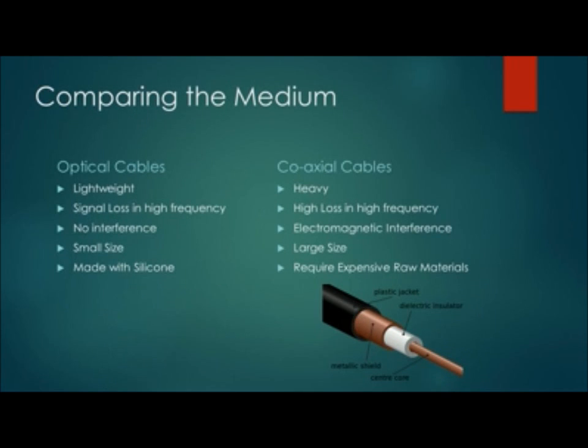Using microwave photonics allows the use of optical cables as opposed to the traditional coaxial cables. Optical cables are lighter in weight than coaxial cables, weighing in at 1.7 kilograms per kilometer, as opposed to coaxials at 567 kilograms per kilometer. The signal loss in optical cables is also frequency independent, and there is no electromagnetic interference due to the fact that there's no electricity flowing through them. They are also smaller in diameter, and they are made with silicon, as opposed to expensive materials such as copper.